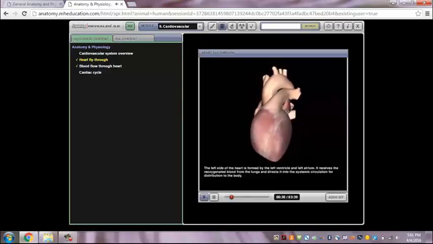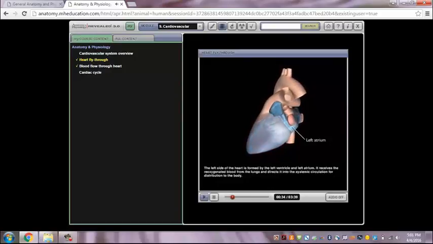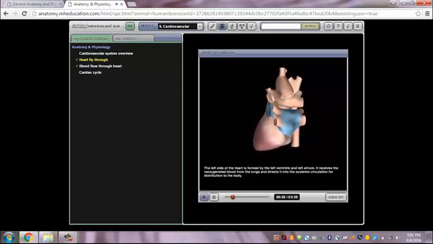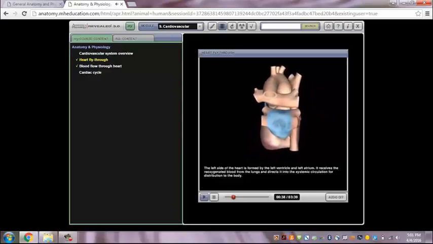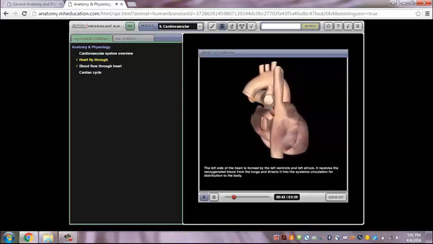The left side of the heart is formed by the left ventricle and left atrium. It receives the reoxygenated blood from the lungs and directs it into the systemic circulation for distribution to the body.